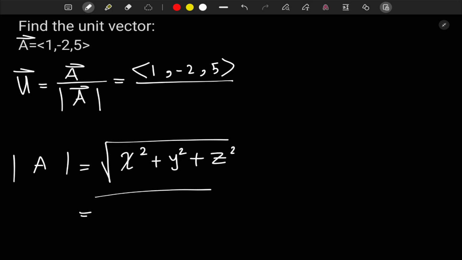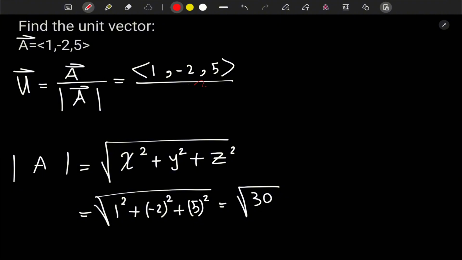So x is 1 squared plus y is -2 squared plus z is 5, as we can see right here. So 5 squared. This will give us the square root of 30.